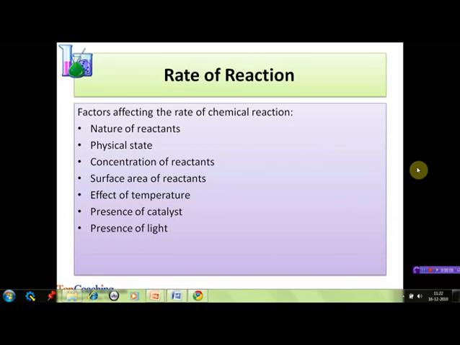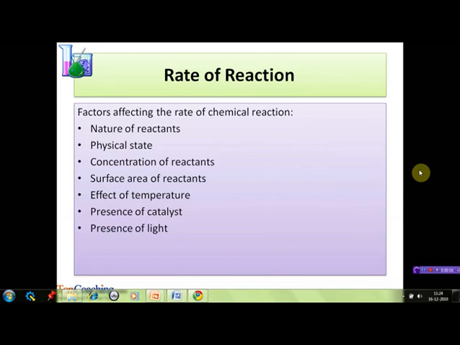The third factor is the concentration of the reactants. By increasing the concentration of the reactants, the probability of collision between the reactant molecules increases and therefore the rate of reaction increases. In case of gaseous reactants, the increase in the pressure of the reactants has the same effect. That is, it causes an increase in the rate of reaction.